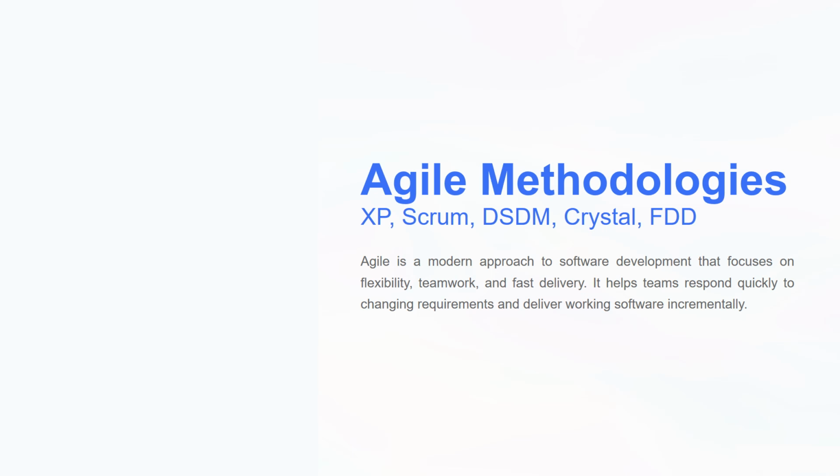Today I'm going to present a topic on Agile methodologies, specifically focusing on extreme programming, Scrum, DSDM, Crystal, and feature-driven development. Agile is a modern approach used in software development that helps teams work more efficiently and adapt to changes easily. Unlike traditional methods, Agile focuses on teamwork, flexibility, and delivering software in small parts instead of waiting until the very end. In this presentation, I will explain what Agile is, why it is important, and how these different methodologies work in real-world software development.